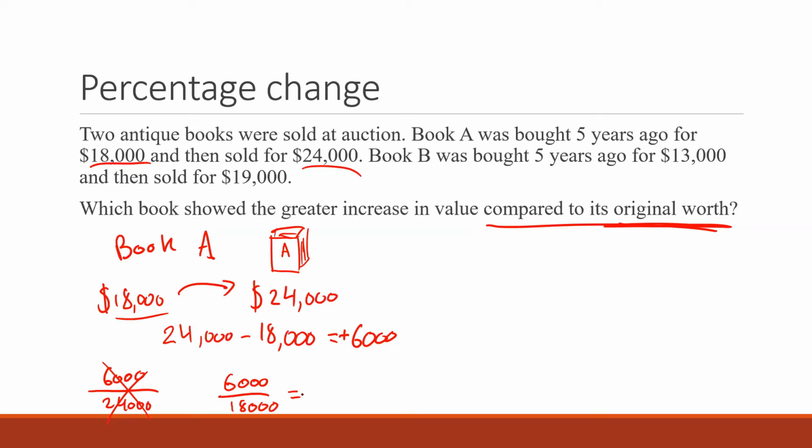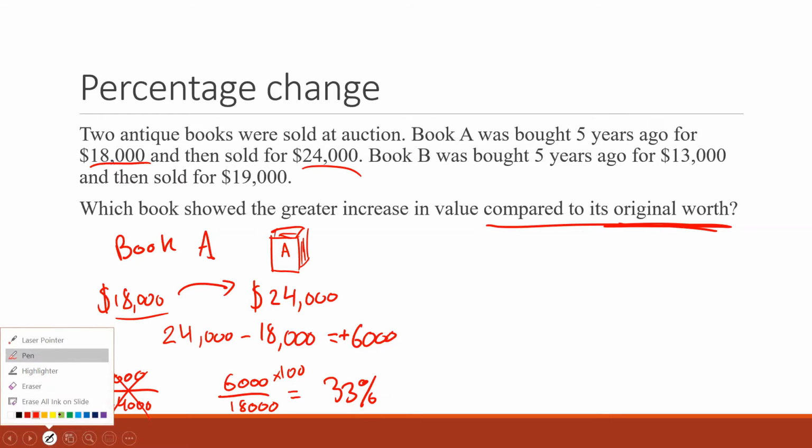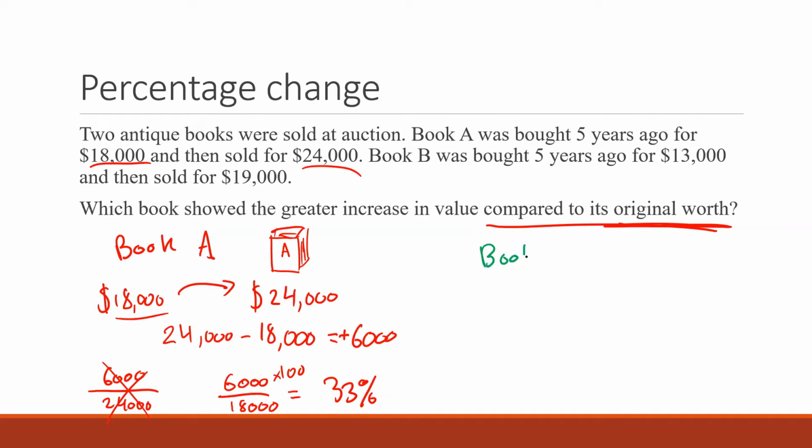Times 100 gives us 33%. It's increased by 33% of its original value. Well, that is the percentage increase. Let's look at book B now.